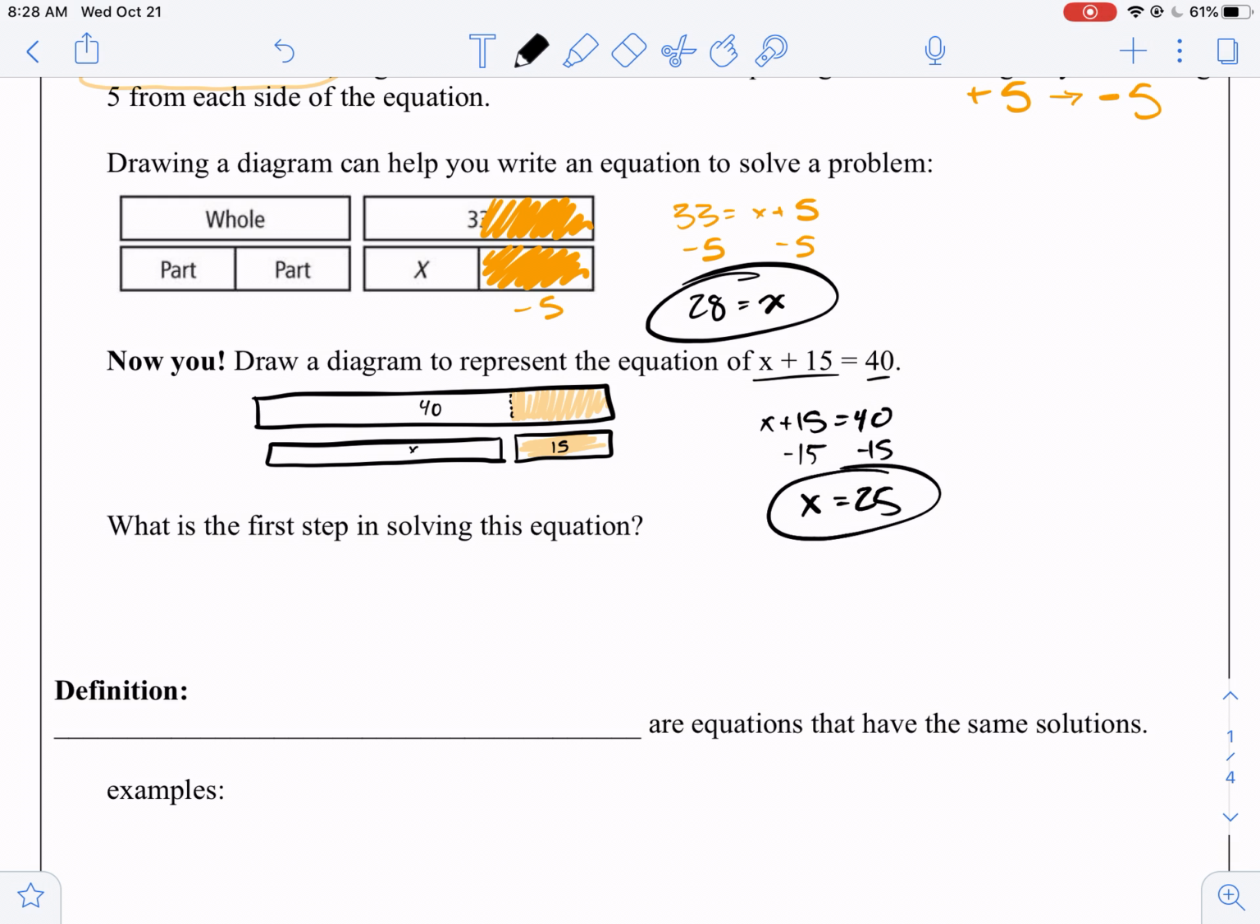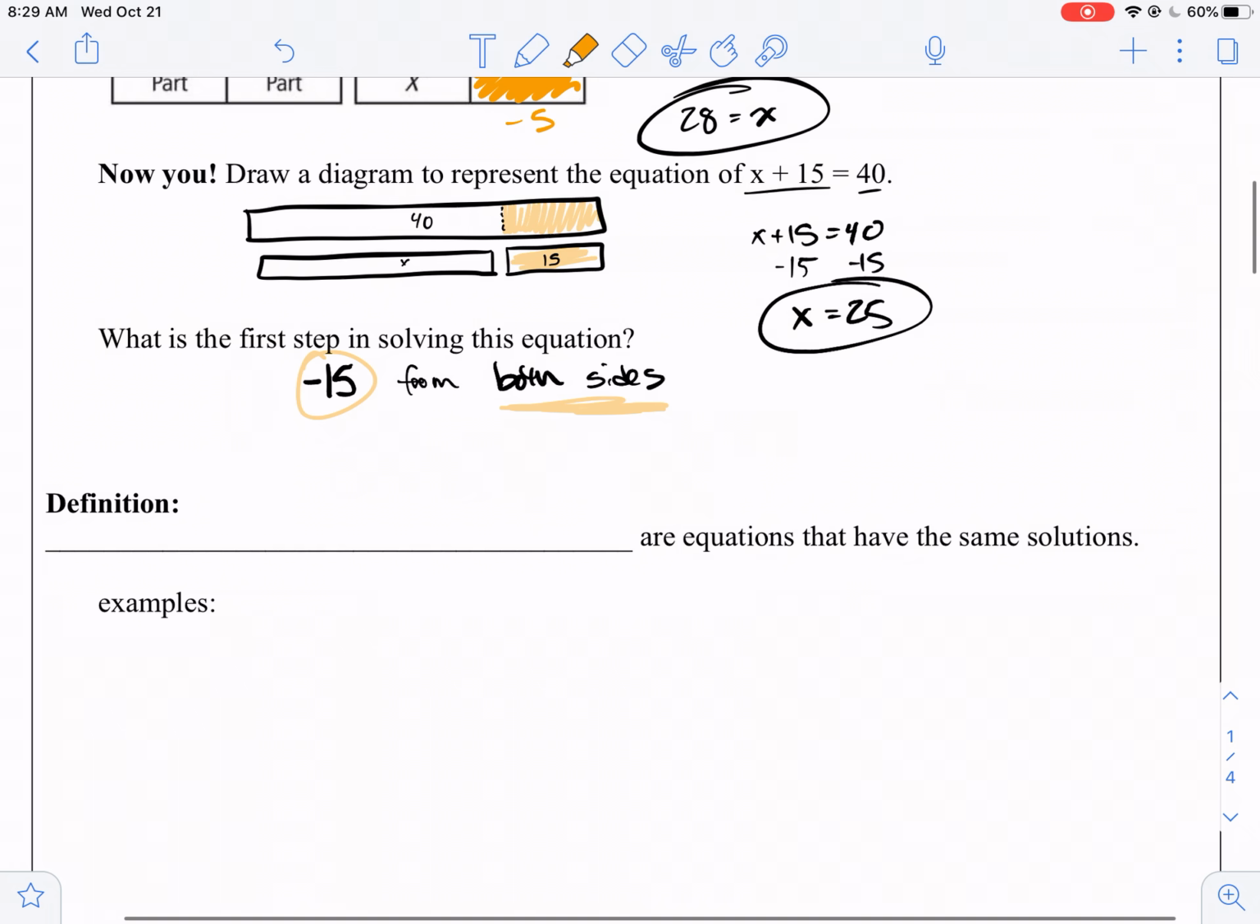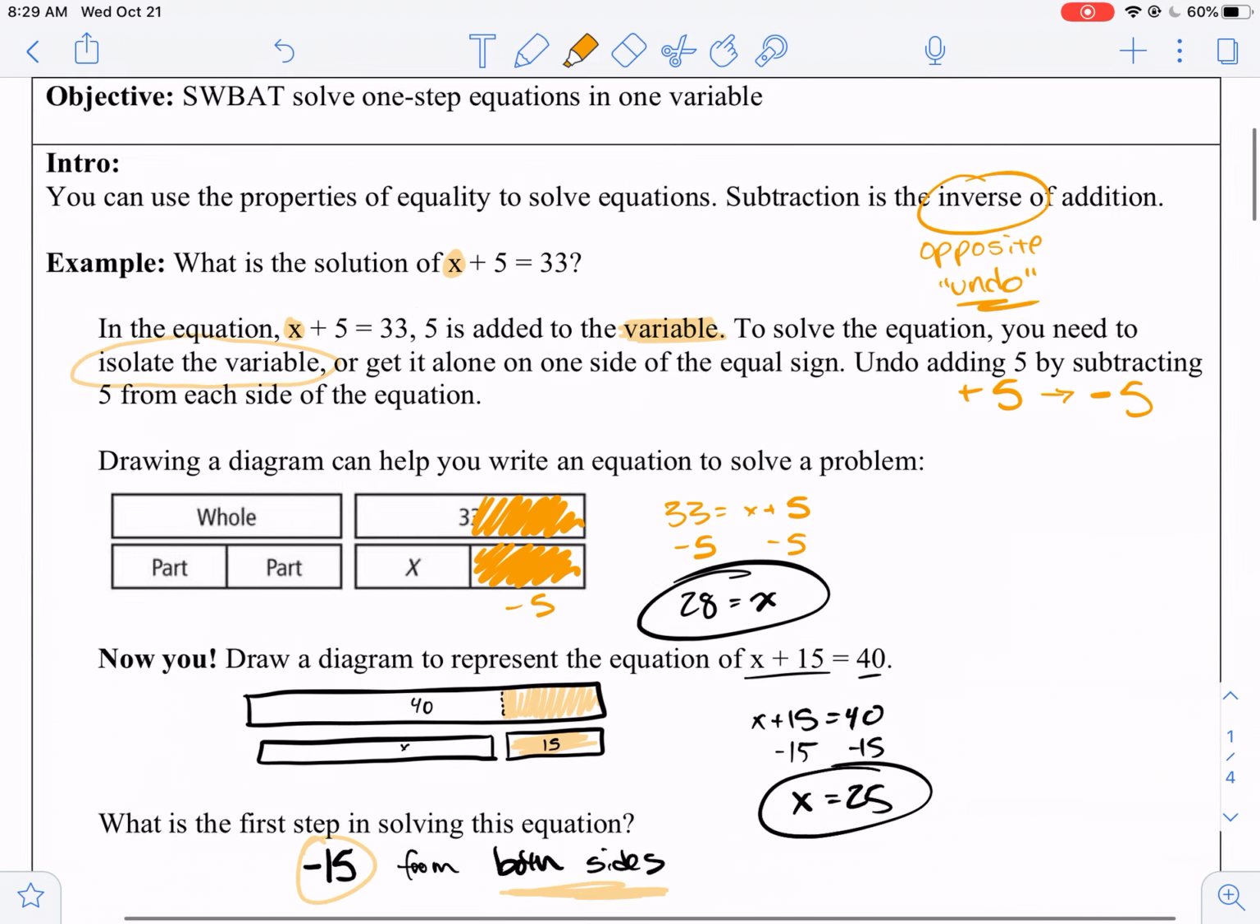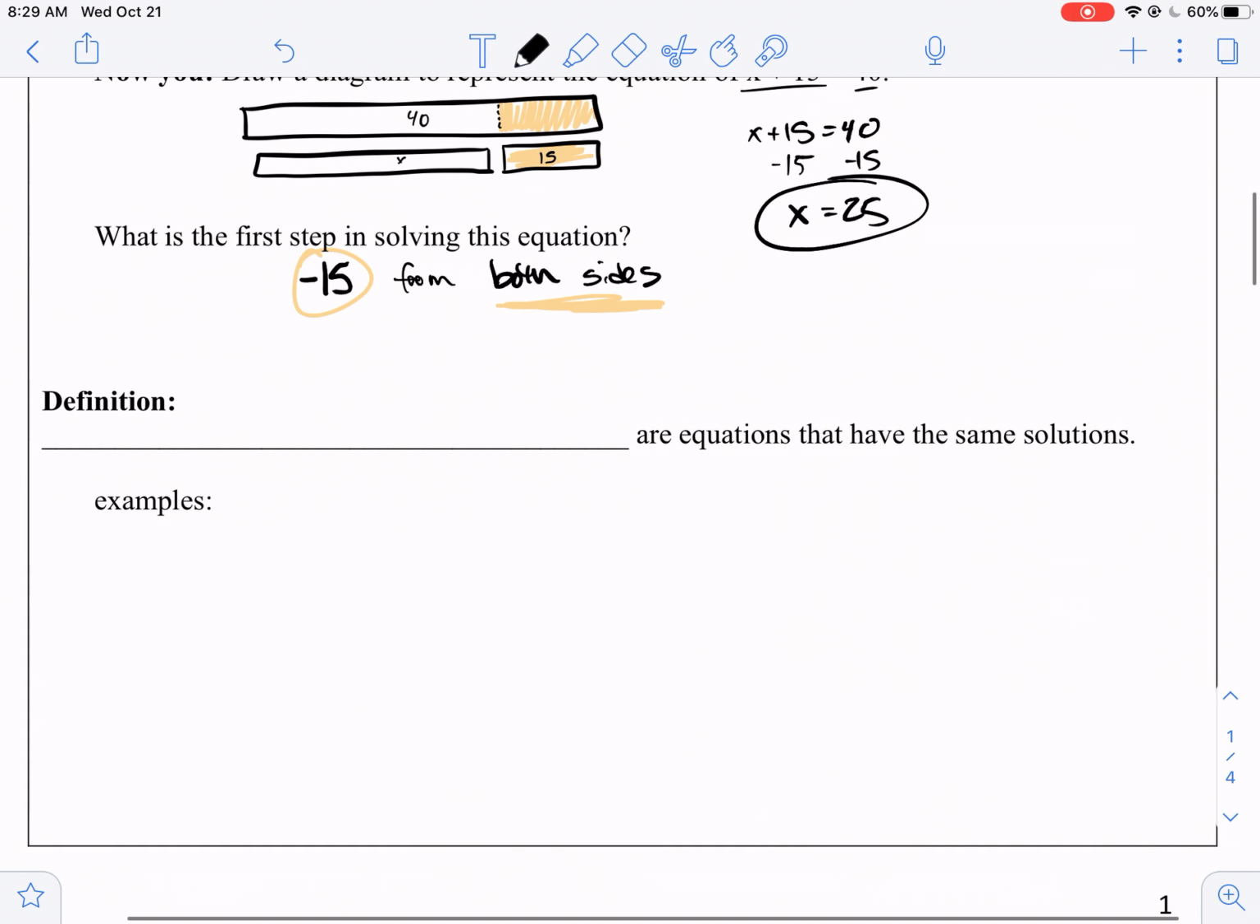So what was the first step in solving this equation? Well, we wanted to subtract 15 from both sides. I often see students knowing to do this minus 15 part, but they forget to do it from both sides. The reason we subtract from both sides is because we want to create something that's called an equivalent equation.